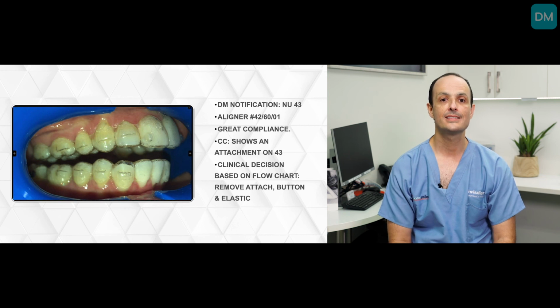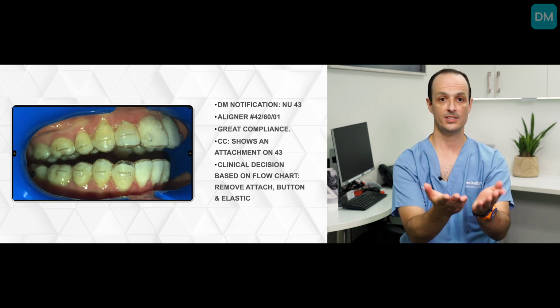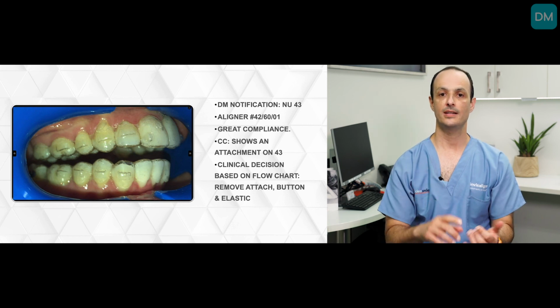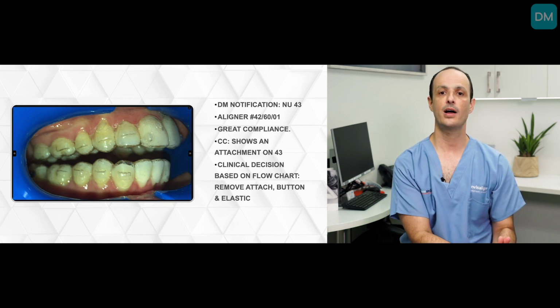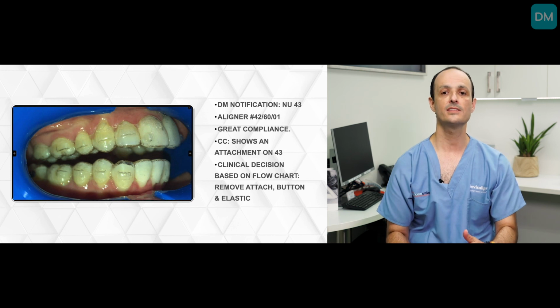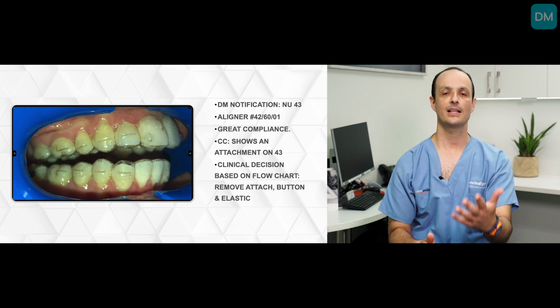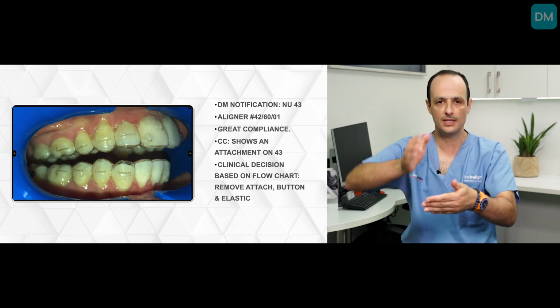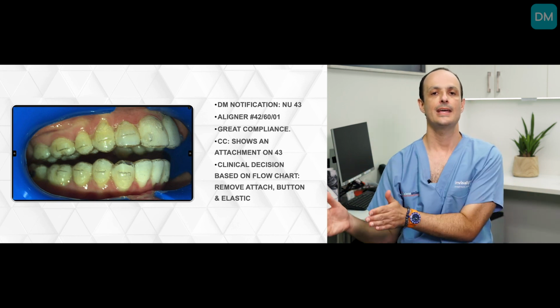This is an example of a noticeable unseat. So it was picked up by dental monitoring. This is a dental monitoring scan picture. And after calling the patient and discovering that they had very good compliance, we decided to bring him into the office, and we did a button elastic on that lower right canine and recaptured it, polished the attachment off, of course, recaptured it, put the attachment back on, and kept going.